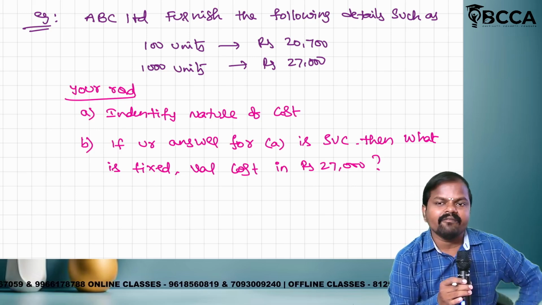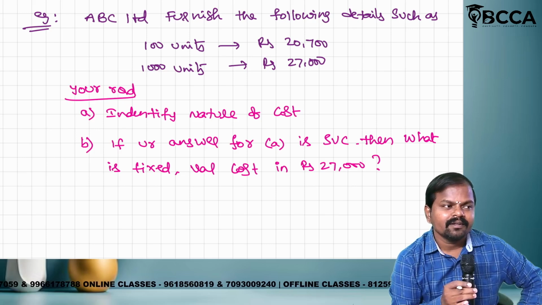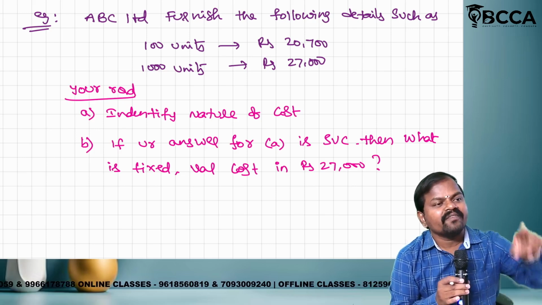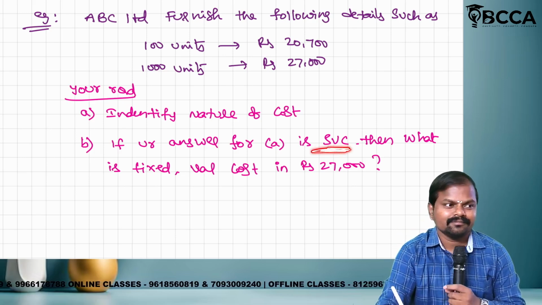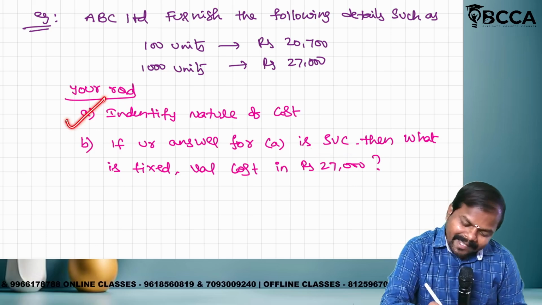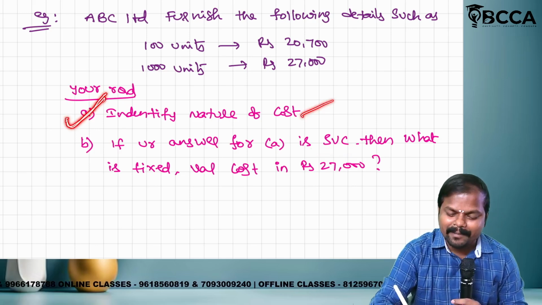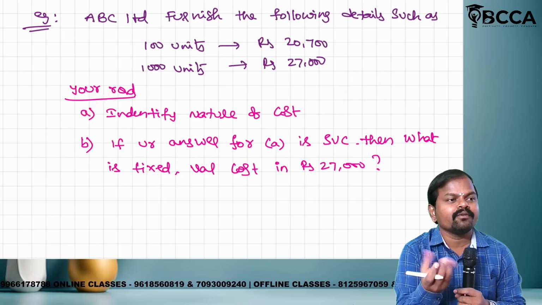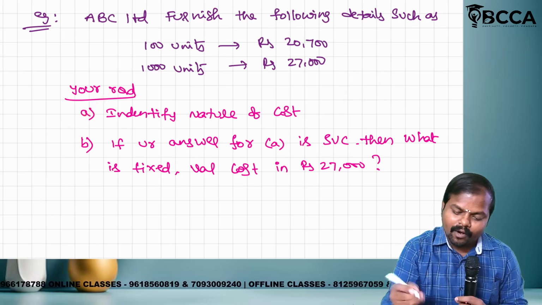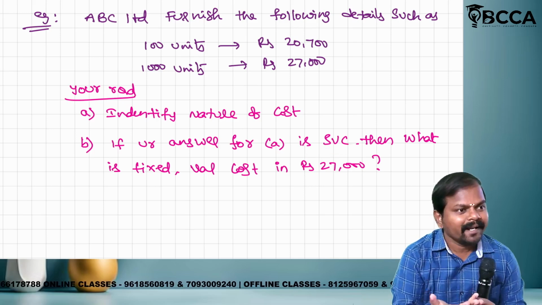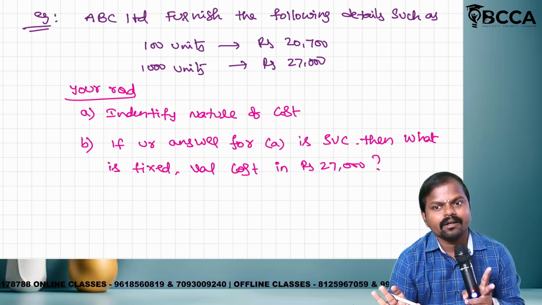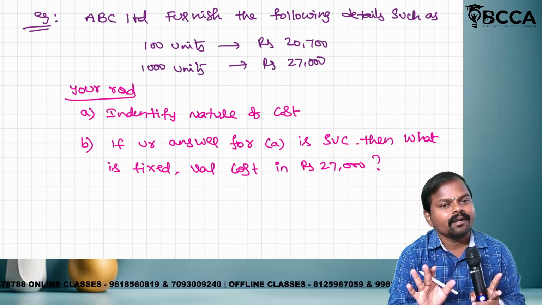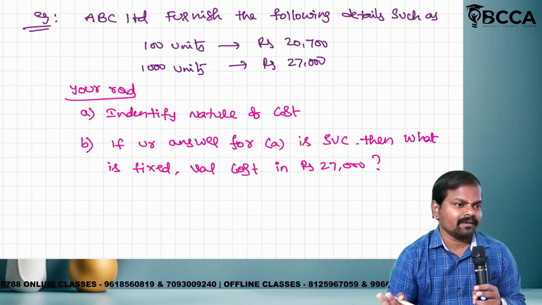What is question B? If your answer for question A is semi-variable, that is an indirectly given clue. In question A, they have decided it is a semi-variable cost. If your answer is semi-variable cost, they already know it is semi-variable cost. They are just testing. Clear? But as a student, we have to check.